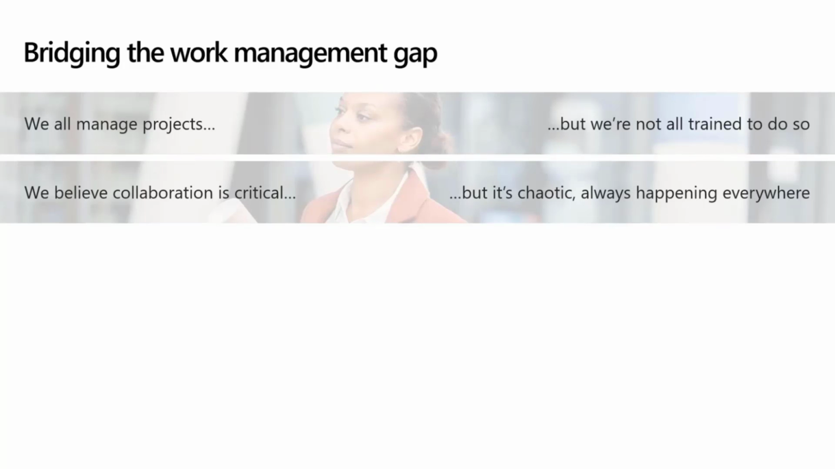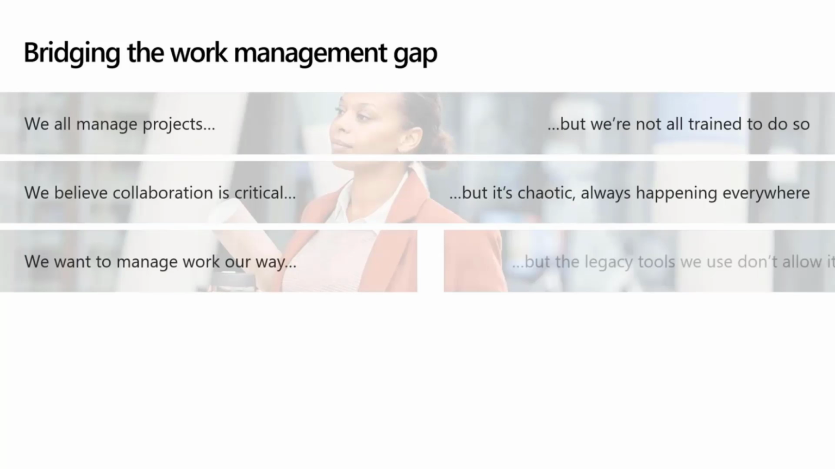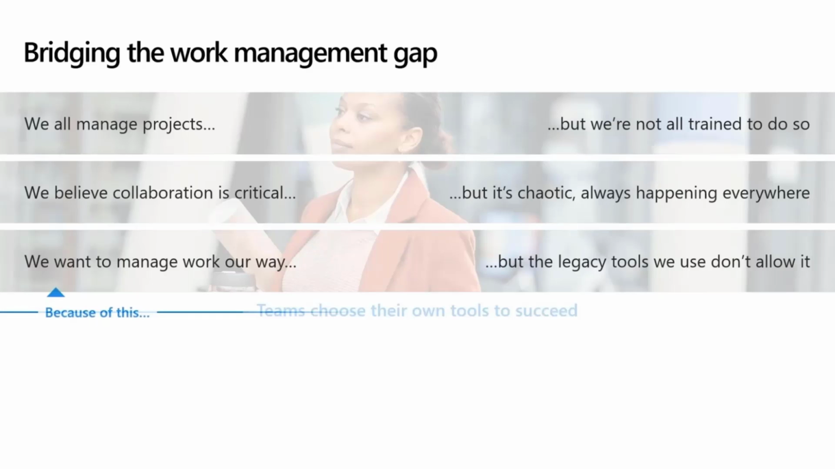It happens in email, in chats, in hallway conversations. And then teams want to manage work the way that makes the most sense for the team and the work. But legacy tools are often inflexible, difficult to use, and simply don't allow us to manage work in any but the prescribed way that fits the tool best. So because of this, we find that teams begin choosing their own tools to succeed. And that can be great for the team because they've picked a tool that fits their work and they get started and they're doing great.